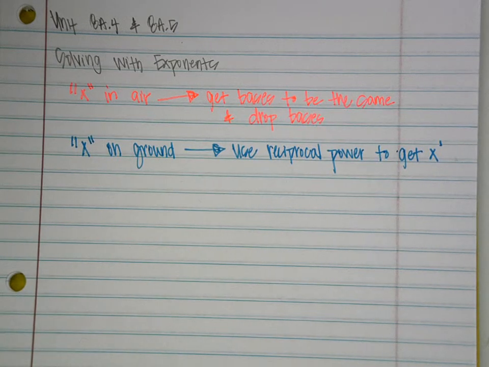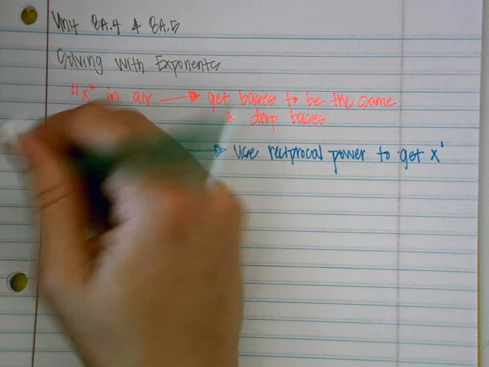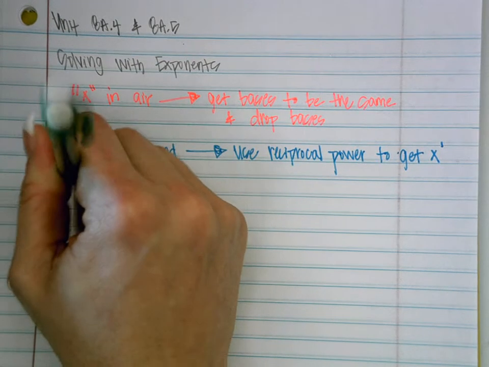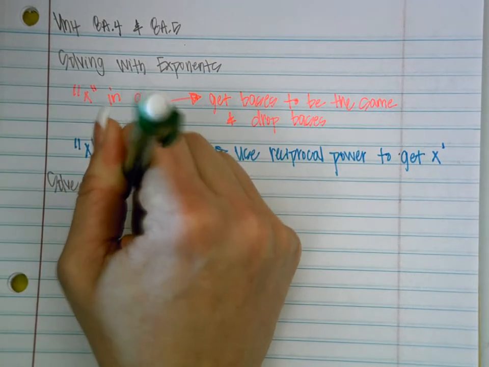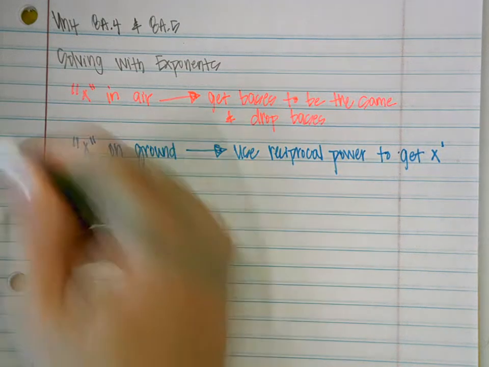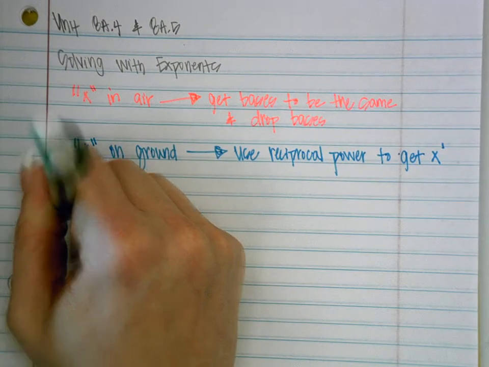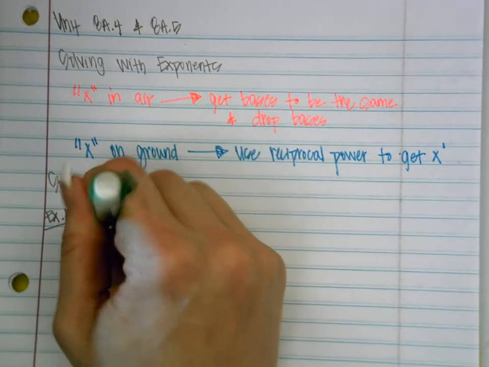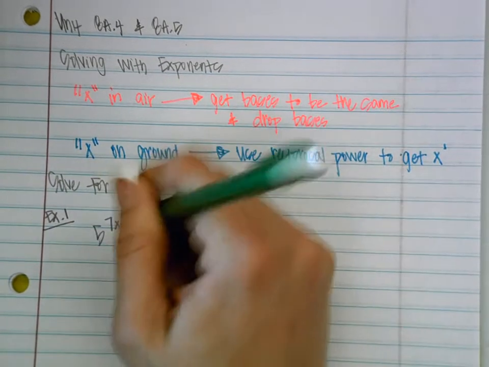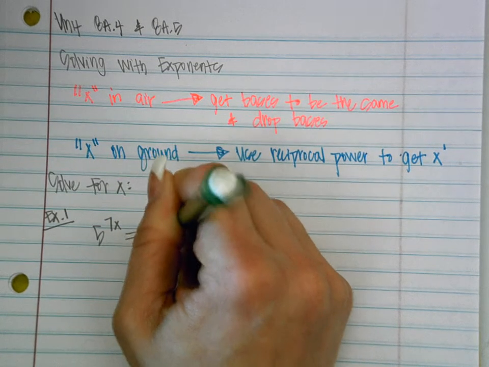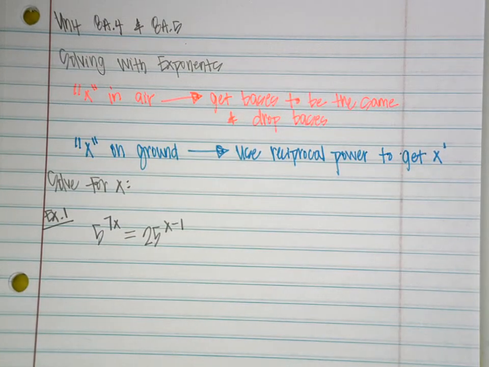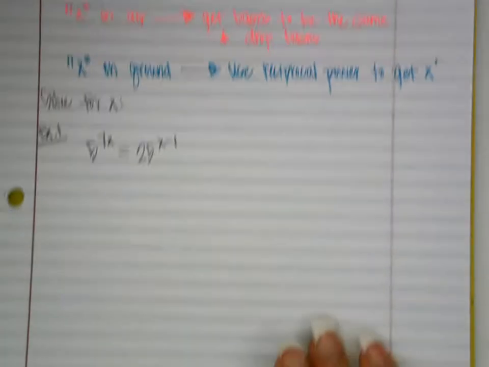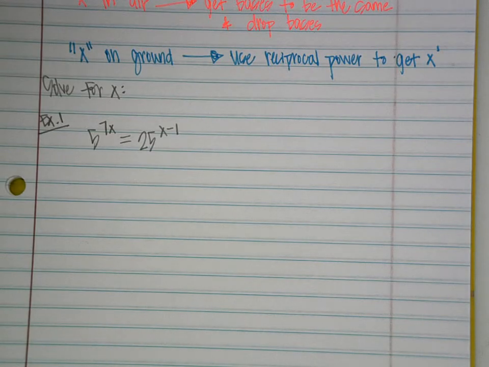For these, I'm just going to mix them up, so I'm not going to do all of one type in order necessarily. These are always going to be solve for x. So for example number 1, solve for x: 5 to the 7x equals 25 to the x minus 1.